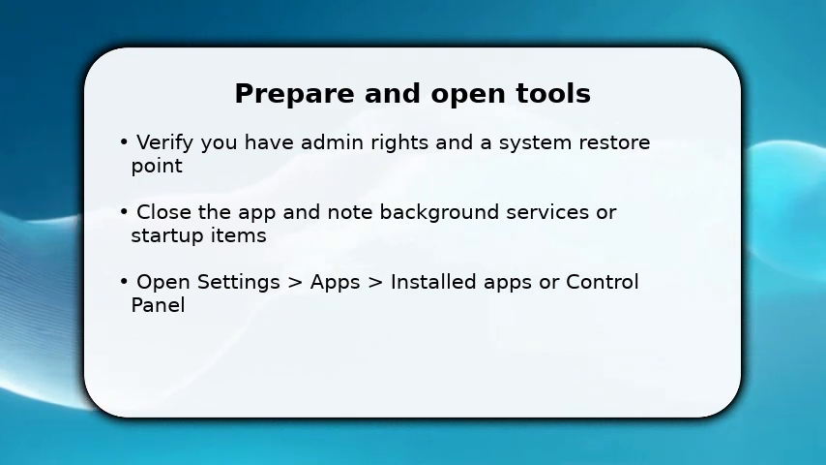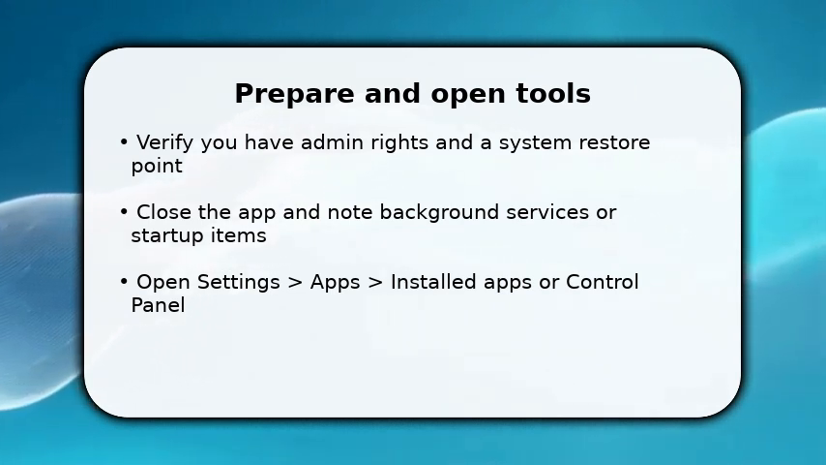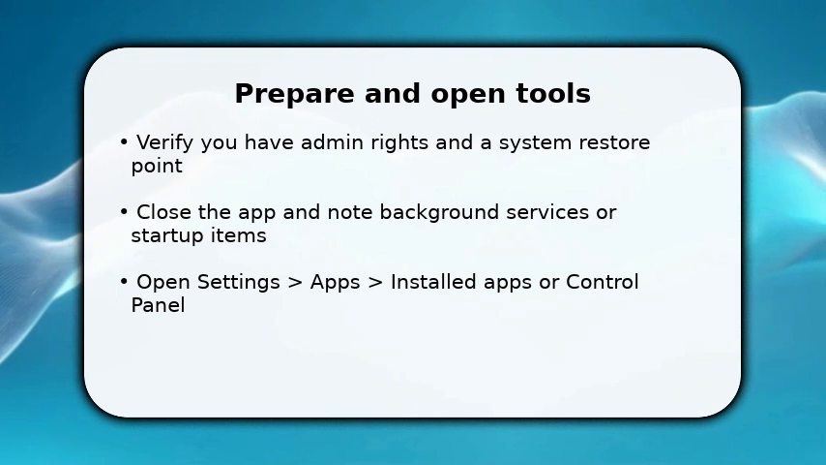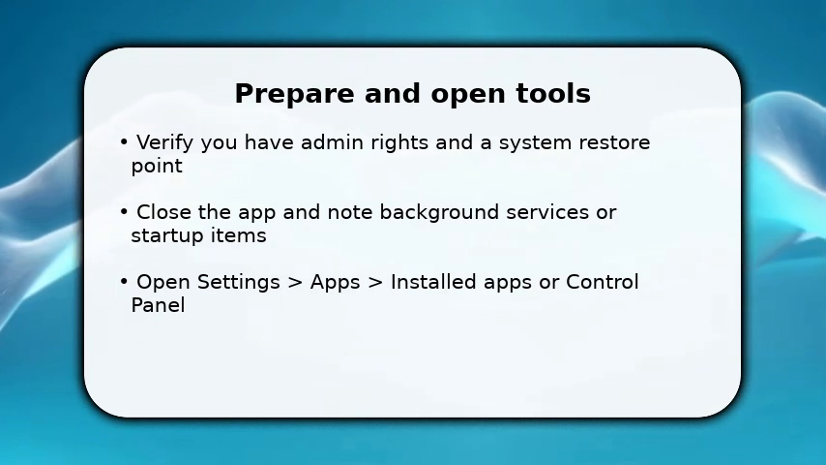Then open Settings, go to Apps and Installed Apps, or use Control Panel's Programs and Features if you prefer Classic View. Once the list is open, locate the program name exactly, because similar entries can cause mistakes. Make sure you pick the correct publisher and size before proceeding.